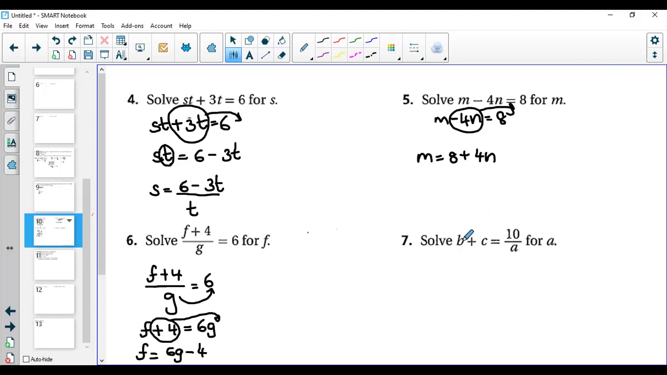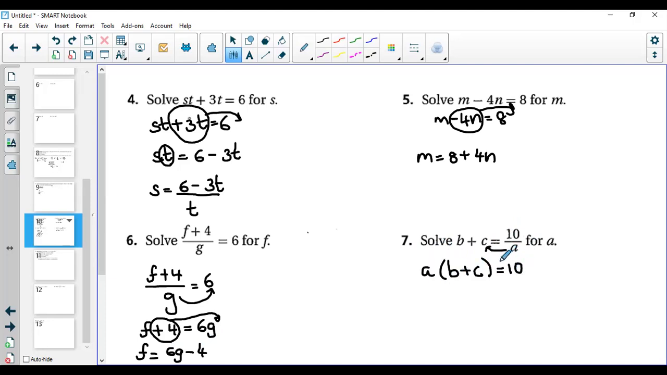Here comes another question of a similar nature. Solve a over b plus c equals 10 for a. So a is already up, but I cannot remove the denominator like that for nothing, right? I have to deal with the denominator, then I need to solve for a. This is divide, so when it moves to this side, it will be multiplied. So a multiplied by b plus c equals 10.